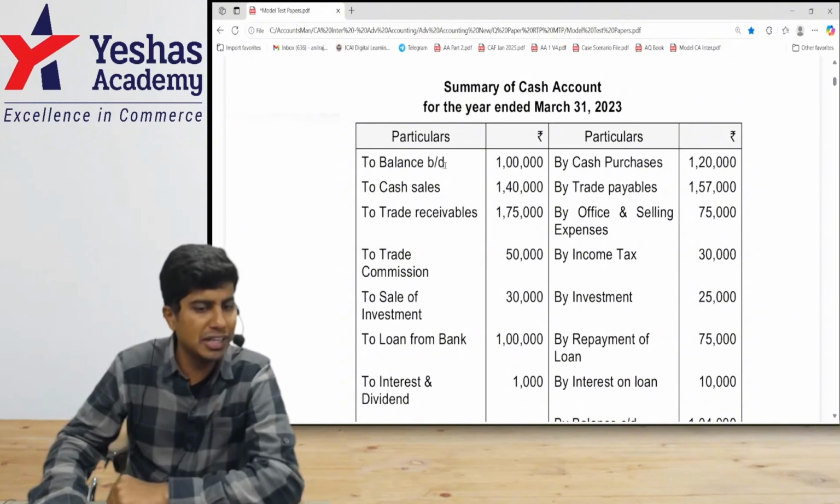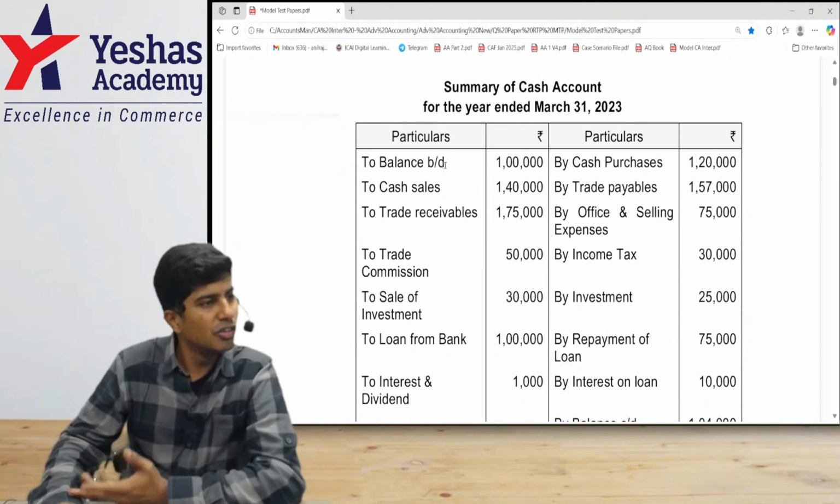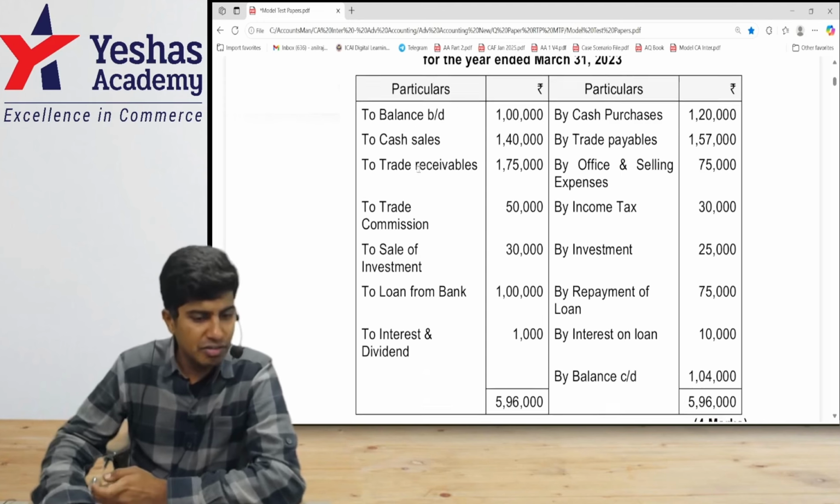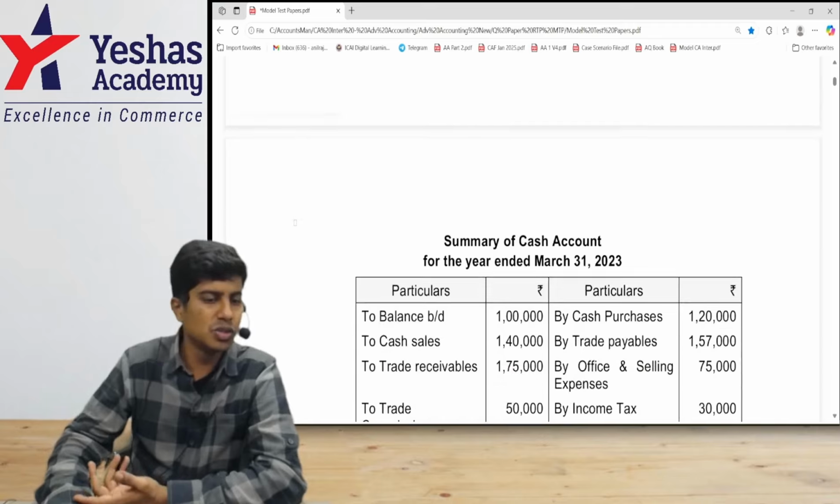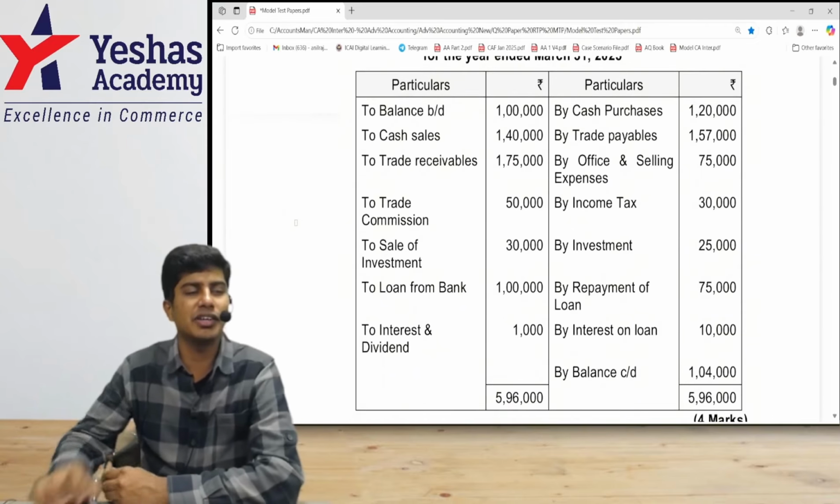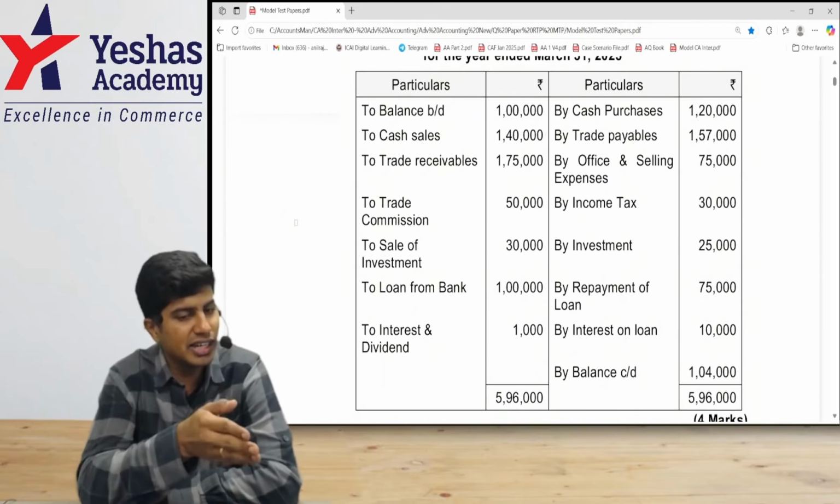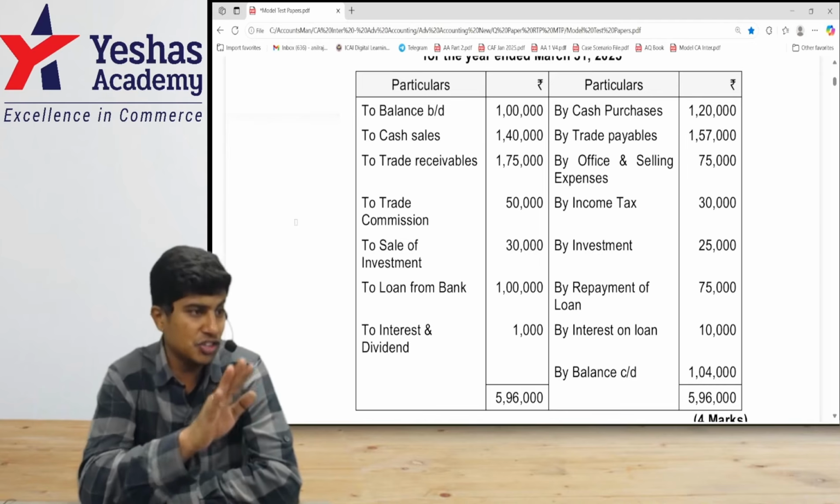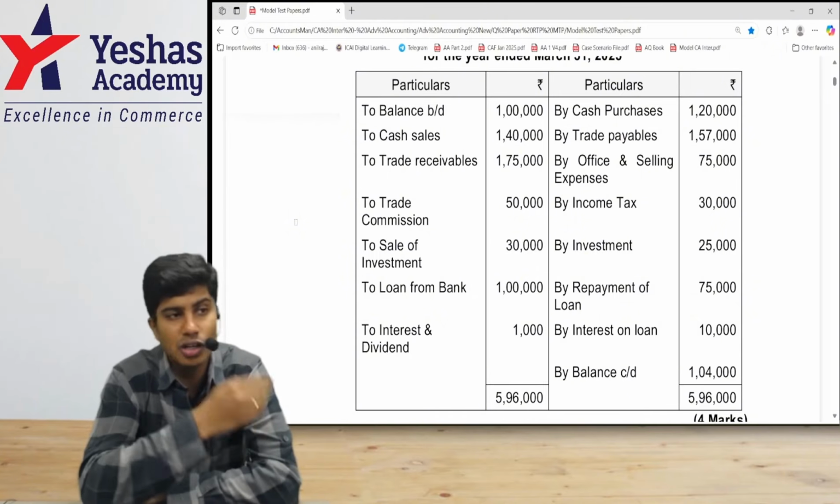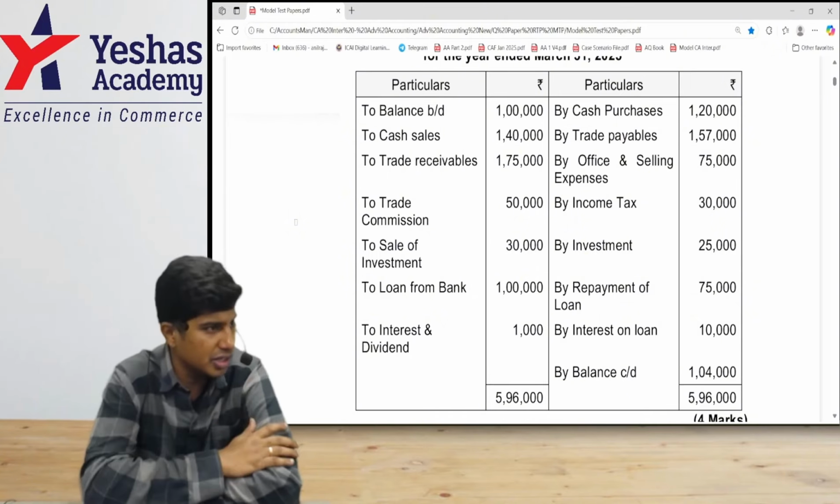What all is available? Balance brought down, we'll ignore. Why? We're not preparing the full cash flow. What have they asked? Only operating. Using the cash book, if you do operating activities in a cash flow statement, it's very easy. Receipt is inflow, payment is outflow. Receipt is debit side, payment is credit side. But check, only take operating items. Ignore financing items and ignore investing items.